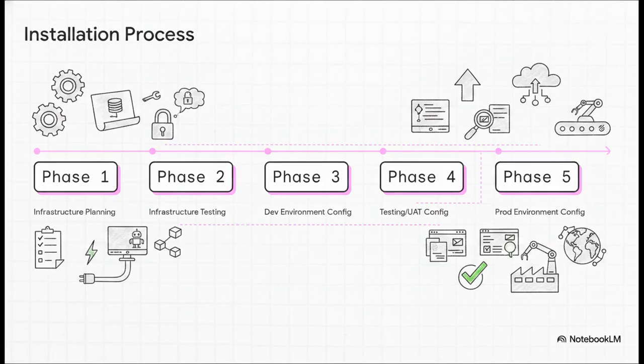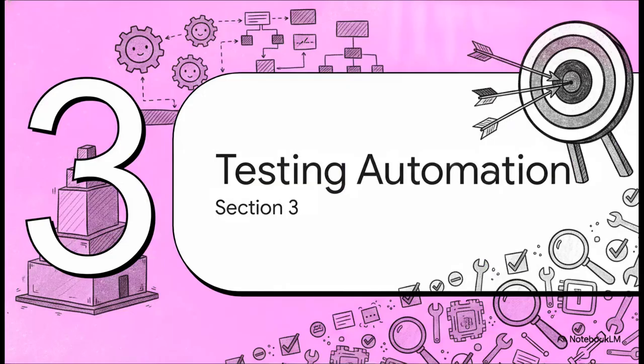Every single step is a prerequisite for the next, making sure everything is totally stable before a single line of automation code is ever written. Section 3, testing the automation. The foundation is poured, our digital workers are built, so now it's time to put them through their paces.